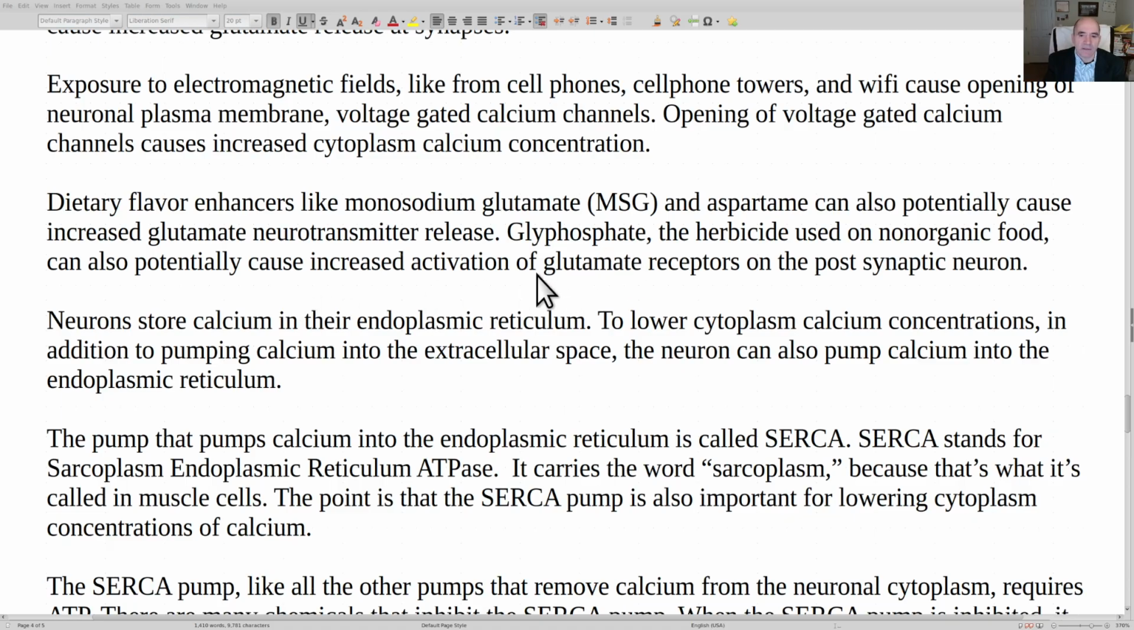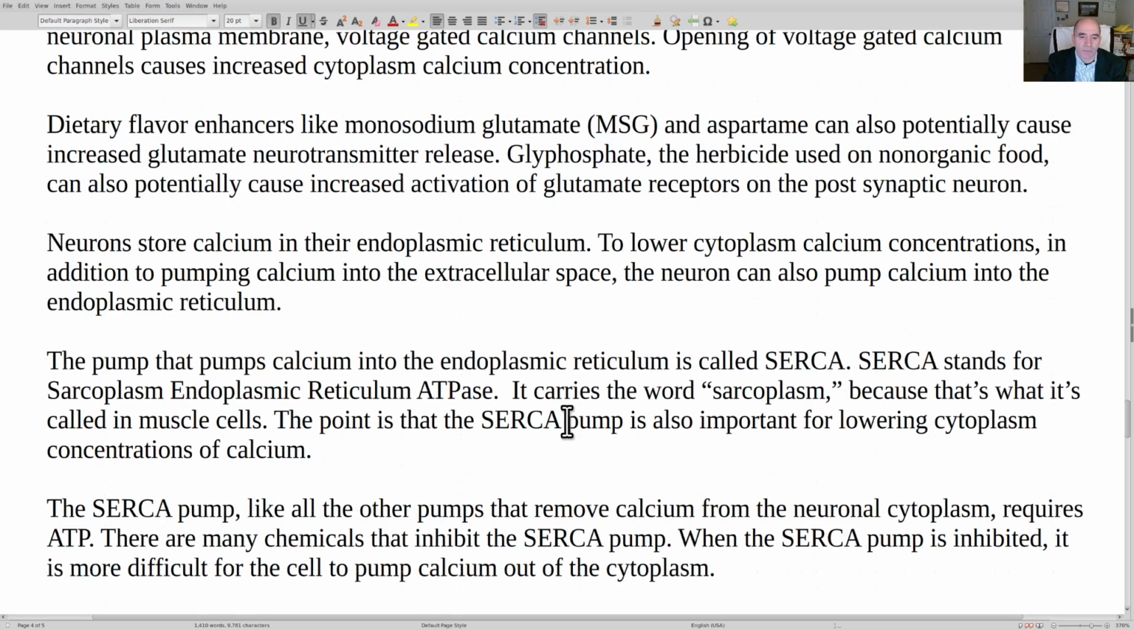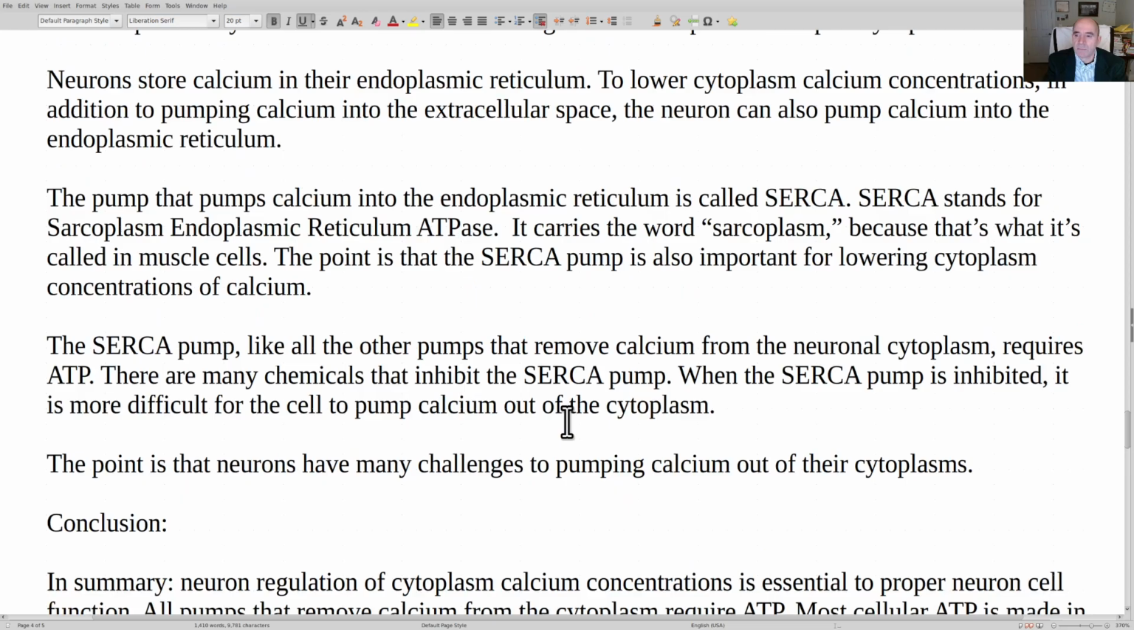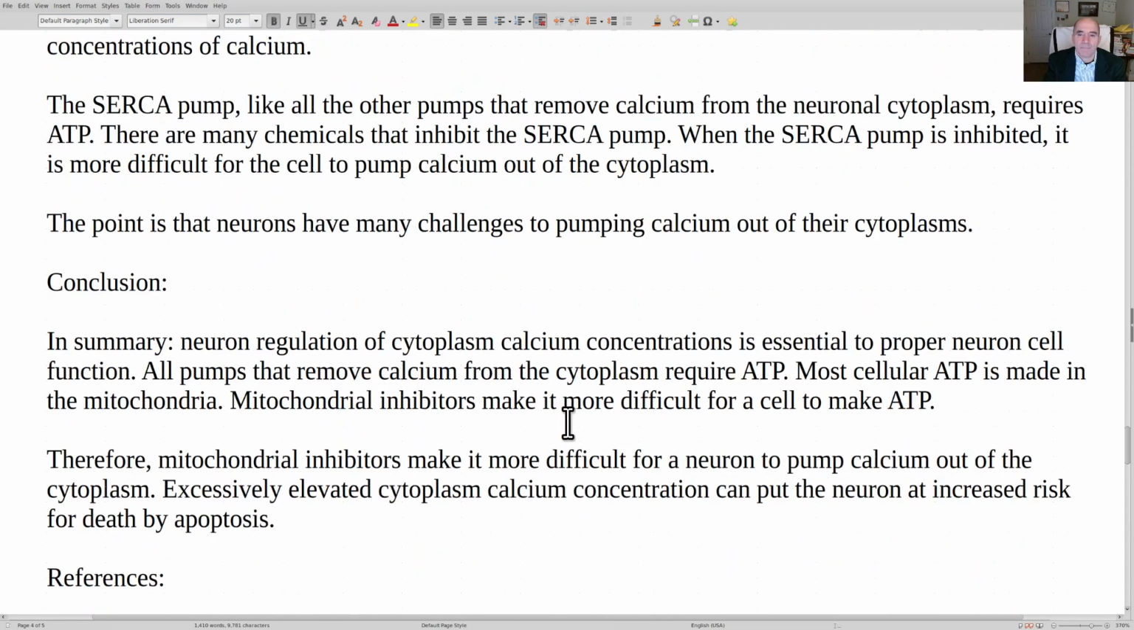We talked about the glyphosate on non-organic food. We talked about the calcium pump to pump it into the endoplasmic reticulum of the neuron, requiring ATP. So you need that mitochondrial function, otherwise your calcium just keeps drifting up. It's called SERCA, sarcoplasmic endoplasmic reticulum calcium ATPase, because the word sarcoplasm comes from muscle. That's what they call it in the muscle. They call it sarcoplasm rather than just endoplasmic reticulum. Okay.